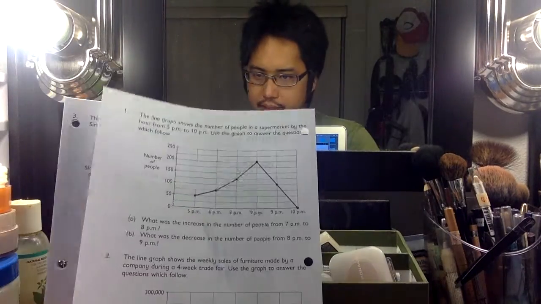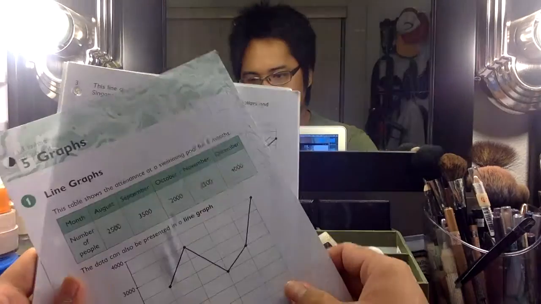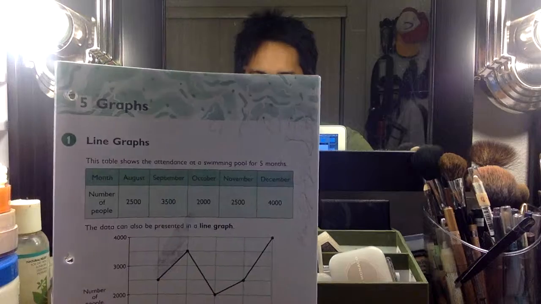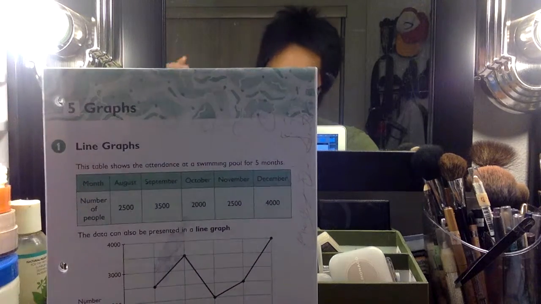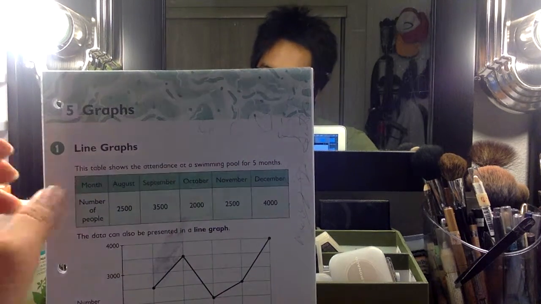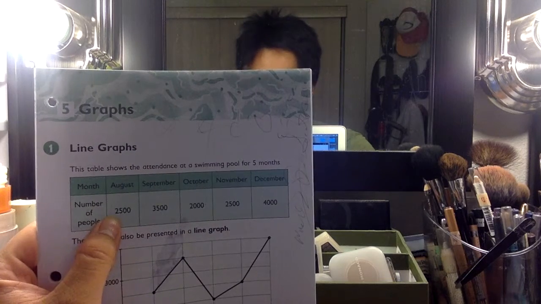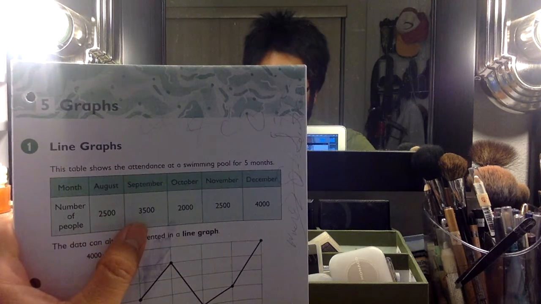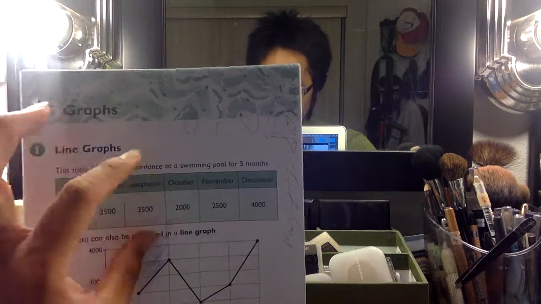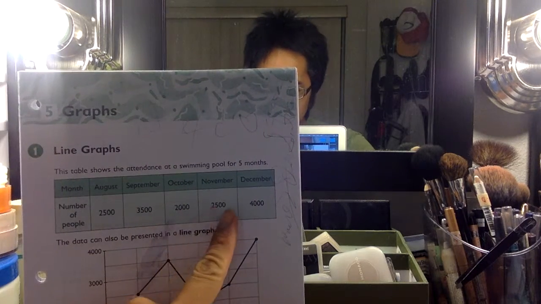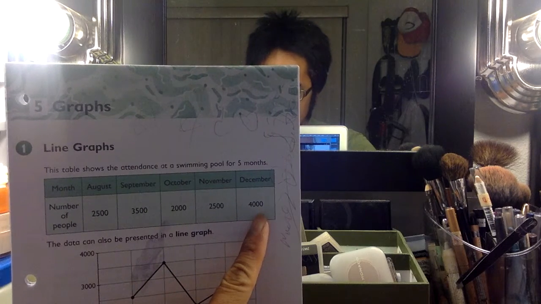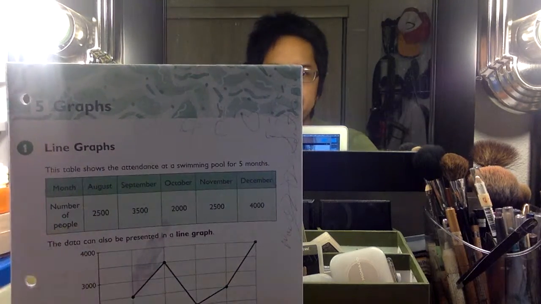Alright, we've got these line graphs, and these are actually kind of important. This table shows the attendance at a swimming pool for 5 months. So, in August, there were 2,500. Man, that must be a big swimming pool. In September, it was 3,500. In October, it was 2,000. November, it was 2,500. And in December, it was 4,000 people.